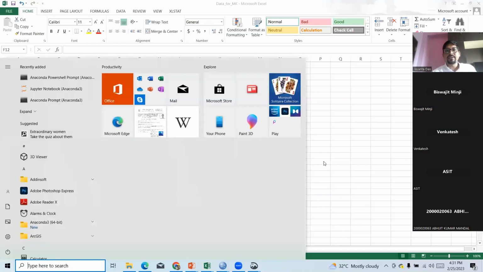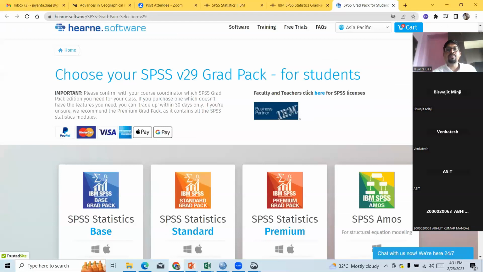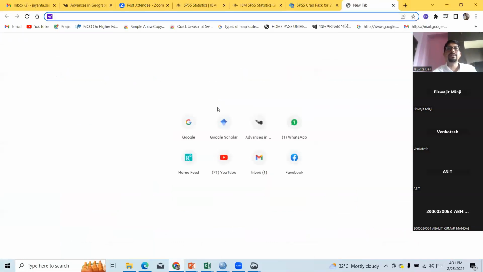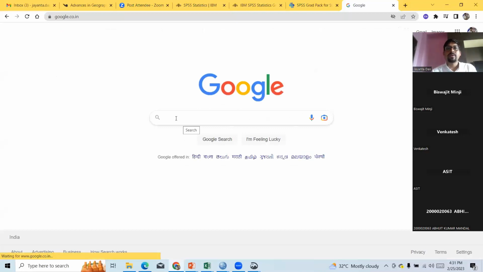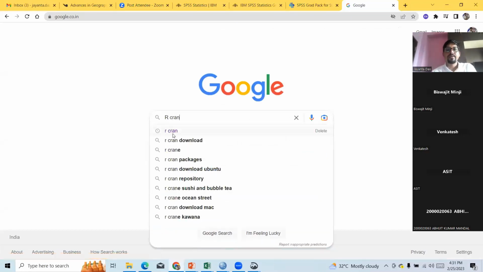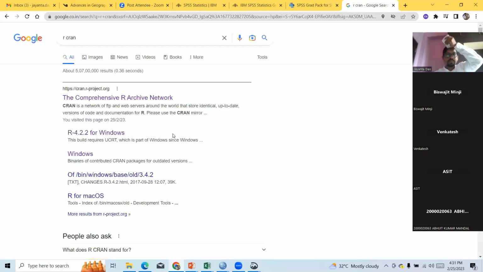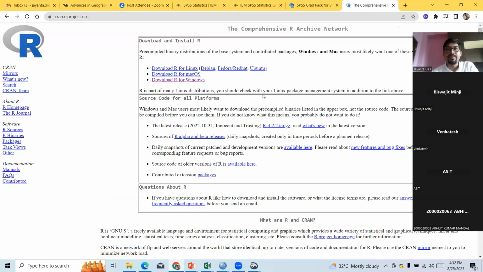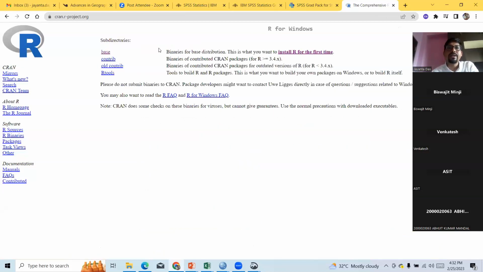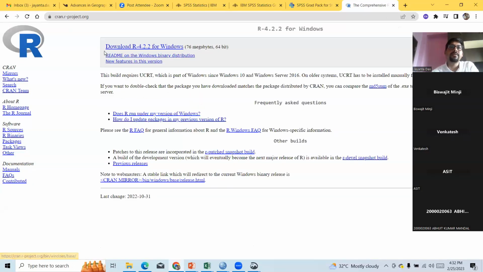I'll use R software here. R is free and open source software. You can easily download it from their website. Just search in Google and you'll find the Comprehensive R Archive Network. You can download from here. If you are a Windows user, download R for Windows. If you're using R for the first time, download this base version.